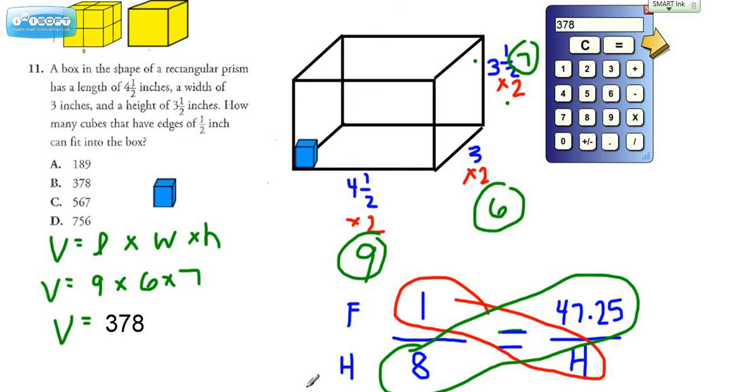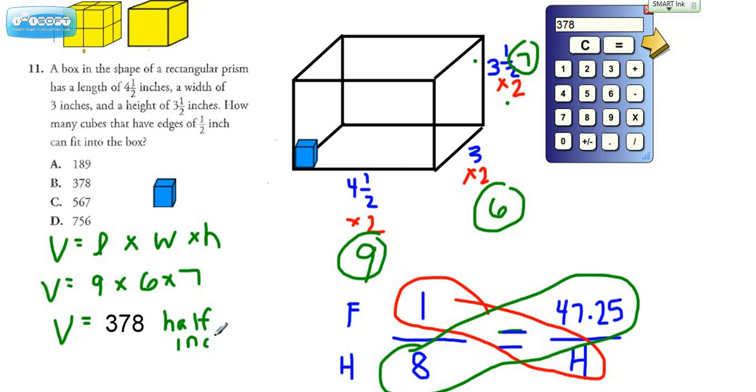All right, so let's just quickly review our strategies here. We have 2 of them. Strategy number 1 is double each dimension to get how many half-inch cubes. Take those green numbers, apply them to the formula, and find your volume. And remember, this is of the half-inch cubes.